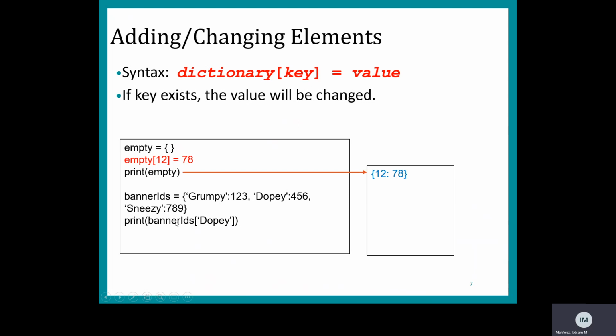Here, if I try to print banner IDs of Dopey, Dopey has a value of 456, so I'm going to get 456. Now, if I want to change Dopey, I can just say banner IDs of Dopey is equal to 999. So I'm changing the value that is stored to 999. And so if I print banner IDs now, I will get that it is 999.